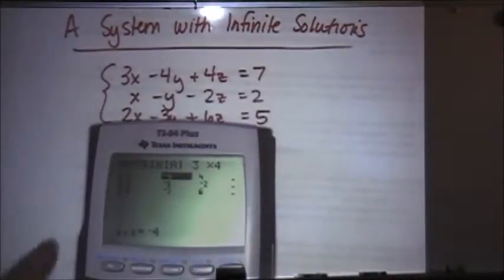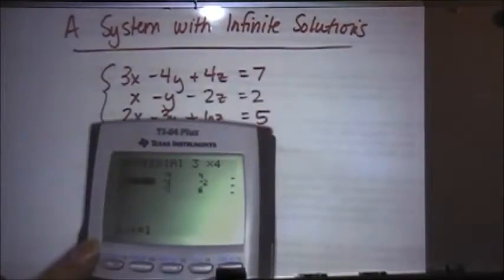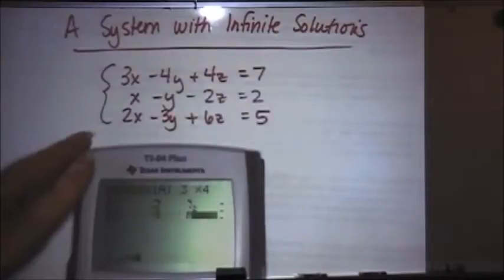2, 3, -4, 4, 7. 1, -1. -2, 2. Oh, I didn't change my last number to a 5. All right. It's supposed to be a 5 there.